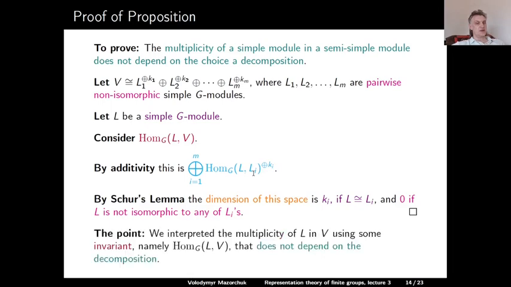So in other words, we managed to interpret our multiplicity using some invariant which certainly does not depend on the decomposition. Our invariant is the space of all G Homs from L to V, and this has nothing to do with the decomposition. And this space gives us the corresponding multiplicity.